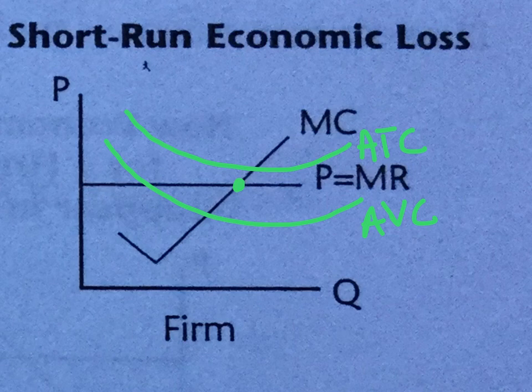This vertical distance between my average total cost and my demand curve represents the amount of loss that I'm incurring right there. So again, the key here is that price falls between average total cost and average variable cost when we're talking about loss minimization.